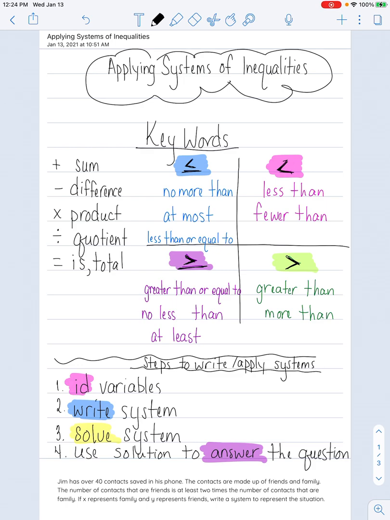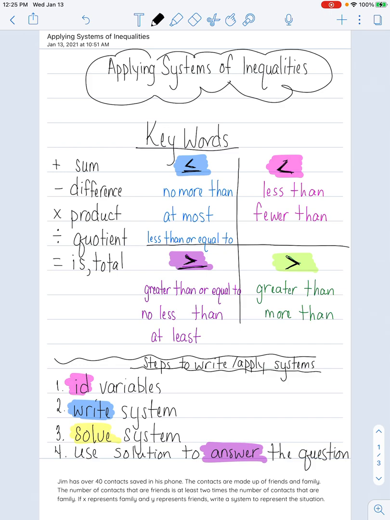For less than or equal to, you'll hear words like no more than or at most. For less than, you might also hear fewer than. That means put a less than symbol. If you hear greater than or equal to, no less than, or at least, you put a greater than or equal to symbol. And just greater than or more than is a greater than symbol.